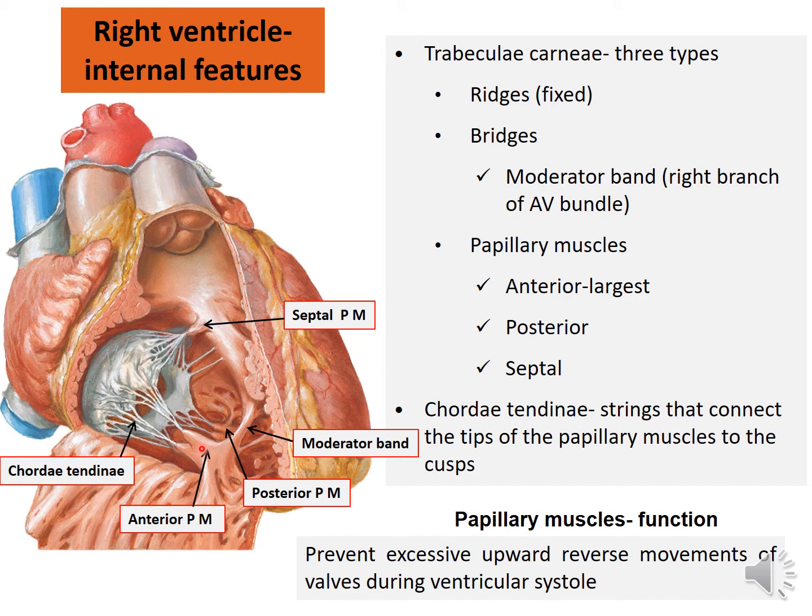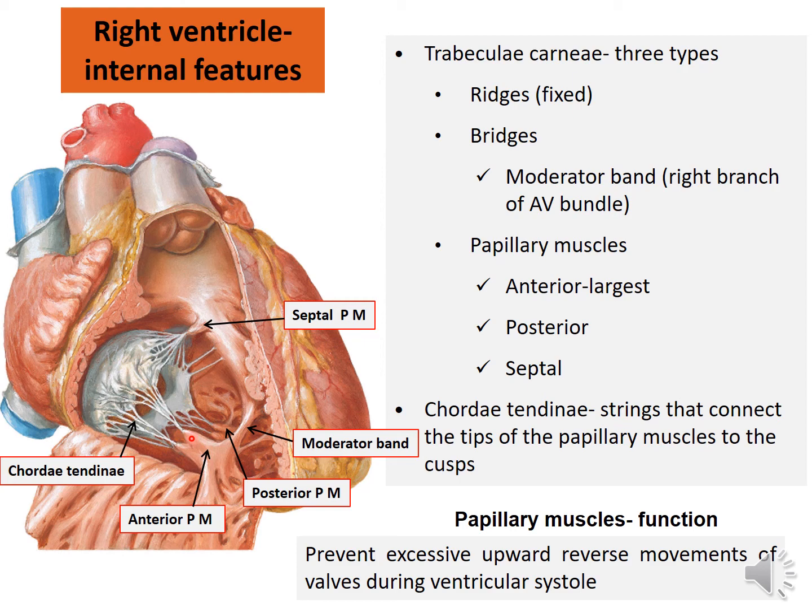In the right ventricle there are three papillary muscles. You can see them: anterior, posterior, and septal. So they can be single or in the form of a group. Anterior papillary muscles, posterior papillary muscles, and septal papillary muscle. Anterior is the largest among these three.